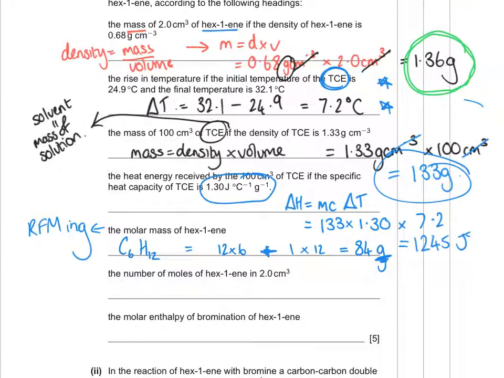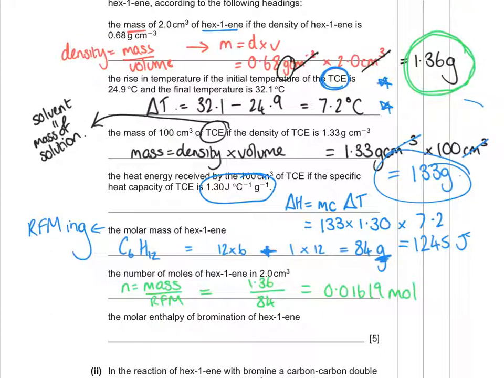But number of moles, we know that N equals mass over RFM, or the mass over the molar mass. Our mass we worked out in the first part is 1.36. Our molar mass is 84. And so our number of moles is 0.01619 moles.